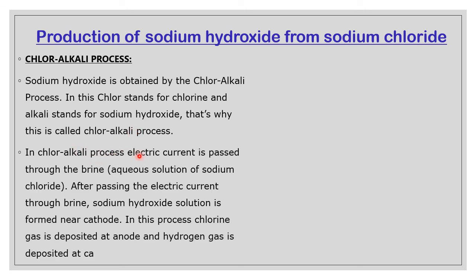In the chlor-alkali process, electric current is passed through the brine. Brine is what? It is a sodium chloride solution in water. After passing the electric current through brine, sodium hydroxide solution is formed near the cathode. In this process, chlorine gas is deposited at the anode and hydrogen gas at the cathode. Here NaOH is put in the water. When you pass the current, both will undergo dissociation, ionization, NaOH into Na plus and OH minus. In the same way, water dissociates into H plus and OH minus.